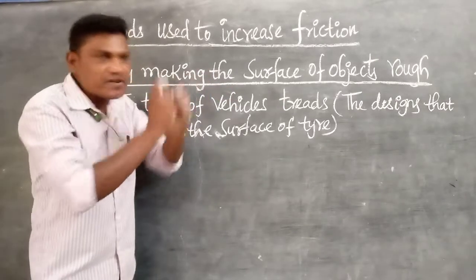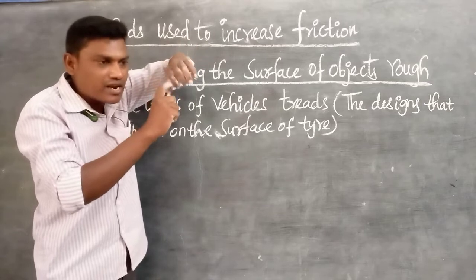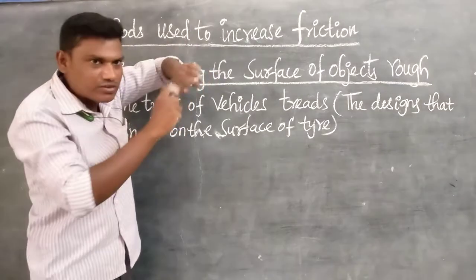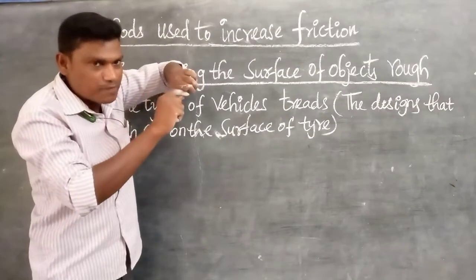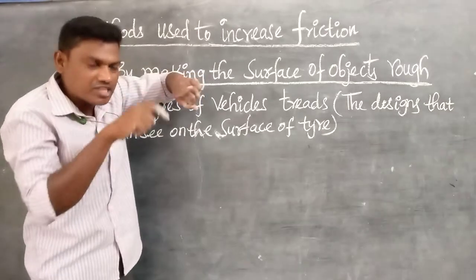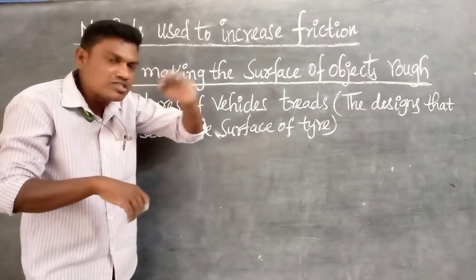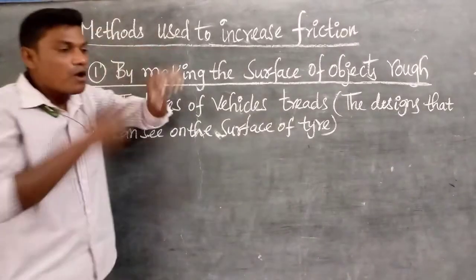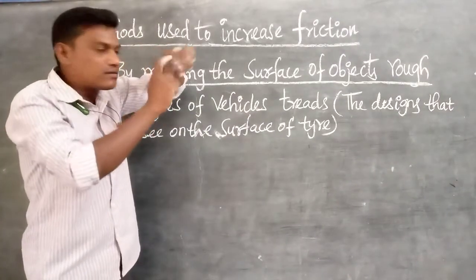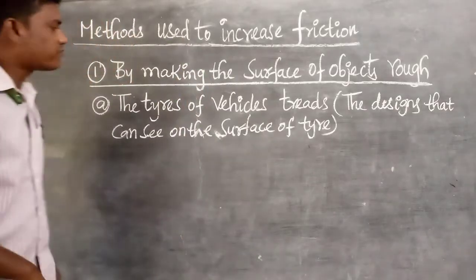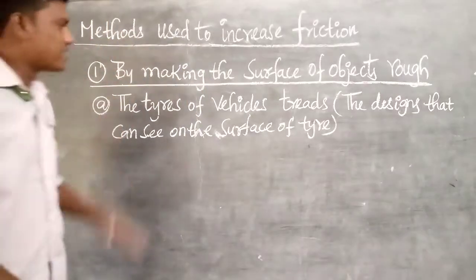Due to the different pattern, you are observing that some space is there between the two. Space represents depression, the remaining one elevation. That's why elevation, depression, elevation, depression. The elevation and depressions are the cause for which one? Frictional force. That's why if we make the tire into a different pattern of design, then what will happen? It increases the frictional force between the tire and the road.